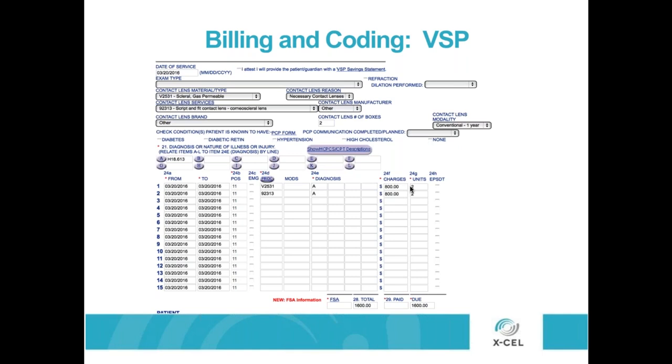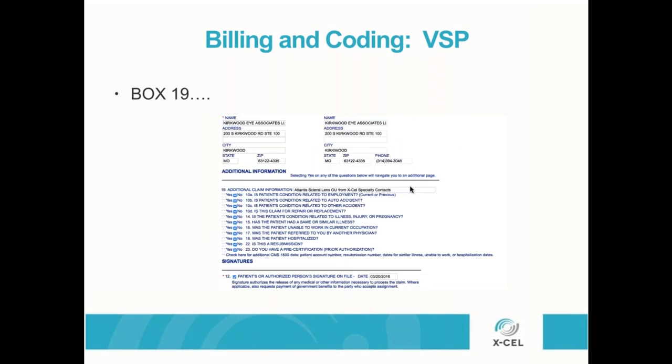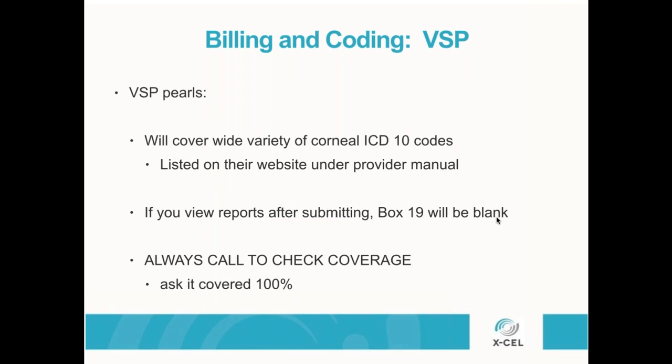The last thing on VSP you always have to do, or whoever does your submission has to do, is fill out box 19. They require this for medically necessary fits to get full reimbursement. And in box 19, they want to know what lab and what type of scleral lens you're using. So I'll write, say, the Atlanta Scleral Lens OU from X-Cel Specialty Contacts. If you're using a hybrid lens, you can do the same thing. They still want you to fill out box 19. So let them know what lab it's from and what design you're using there.